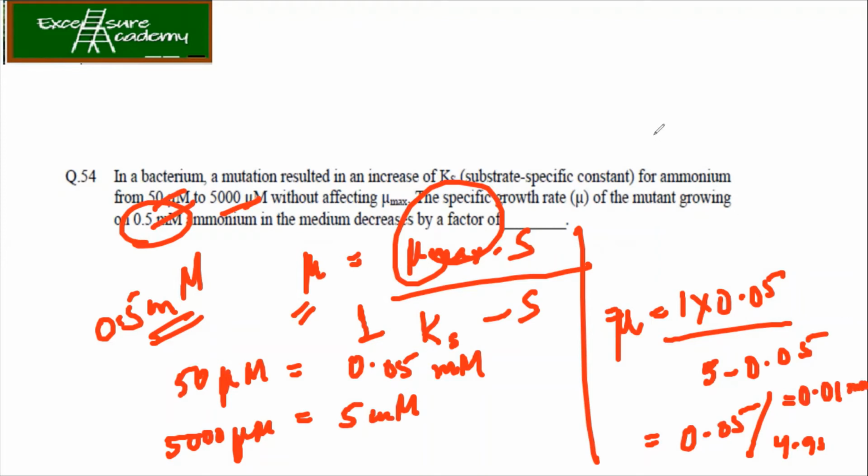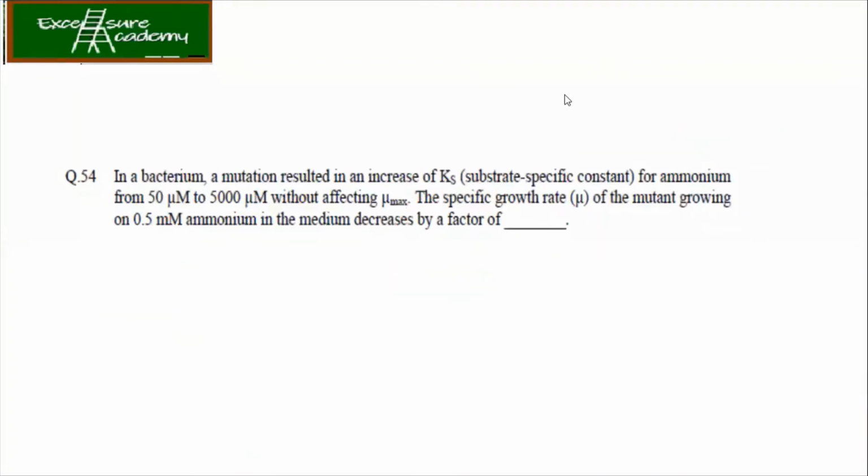Now this can also be written in micromolar. So 0.01 millimolar is nothing but 10 micromolar. Okay, so what is the answer? By a factor of 10 micromolar, it is actually getting a decrease. Now moving on to the next question.